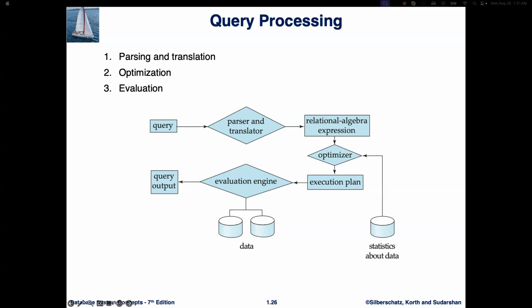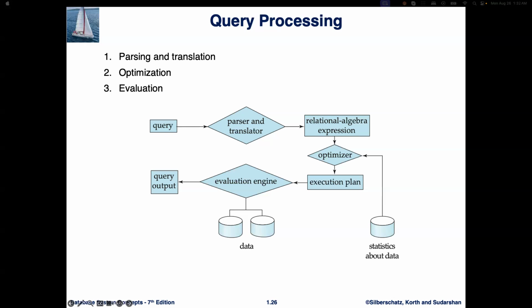Optimization. Once the query is translated, it goes through optimization to improve its efficiency. The relational algebra expression is passed to the optimizer. The optimizer generates various possible execution plans, which are different ways to perform the query. It evaluates these plans based on cost, such as the amount of time or resources required. The optimizer selects the lowest cost execution plan to ensure the query runs as efficiently as possible.